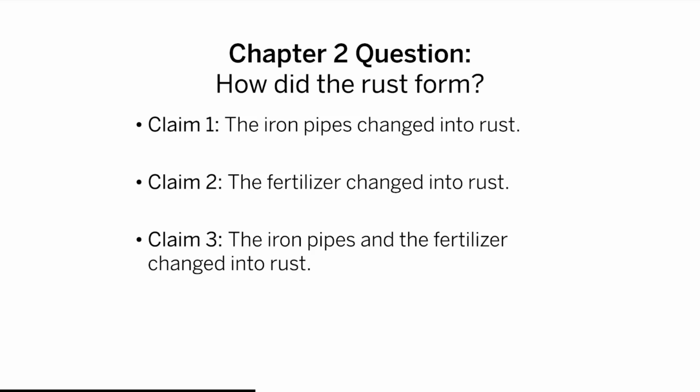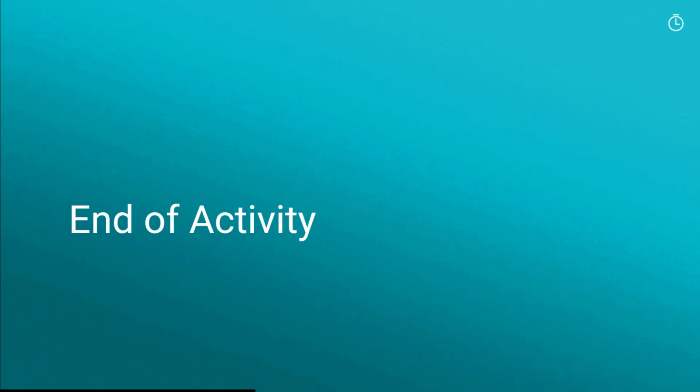The only way to get all of the atoms you need to build the group that repeats to form rust is to use atoms from both. End of activity.